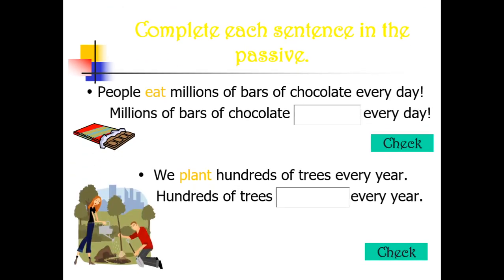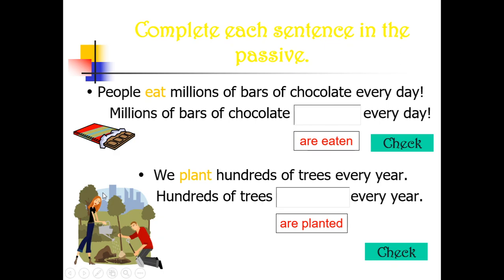Now let's complete each sentence in the passive. People eat millions of bars of chocolate every day. Let's transform this statement into the passive. Millions of bars of chocolate, so let's check the form, are eaten every day. What about the following example? We plant hundreds of trees every year. Now, when we want to make this sentence passive, we put this information at the first position in the sentence. So we've got hundreds of trees and the verb are planted every year.